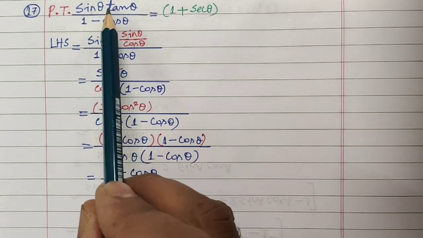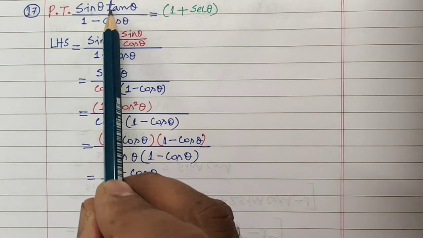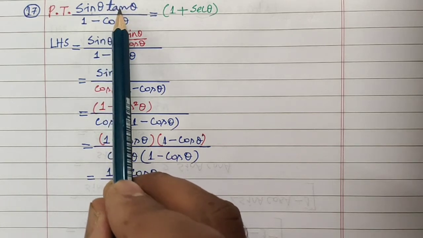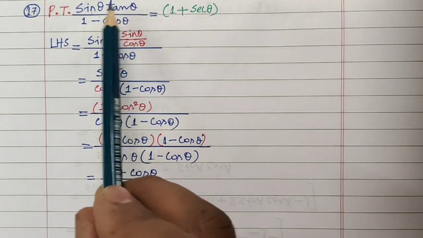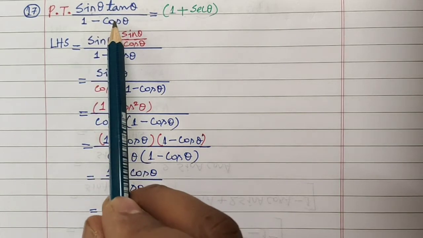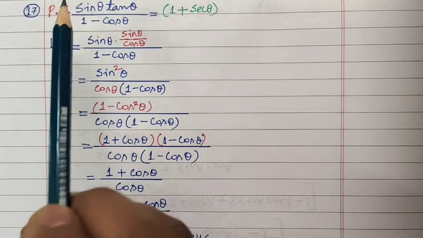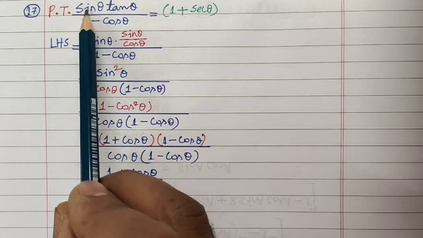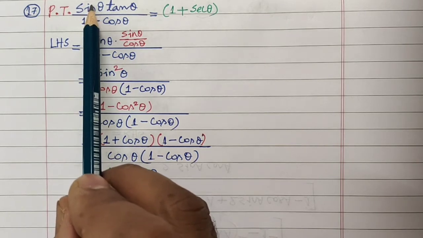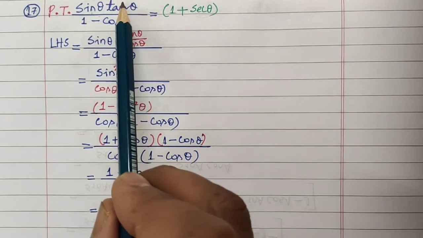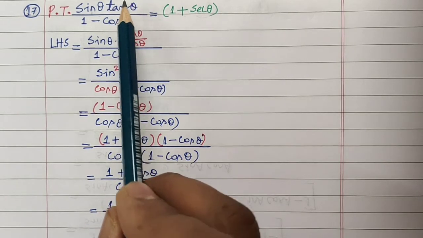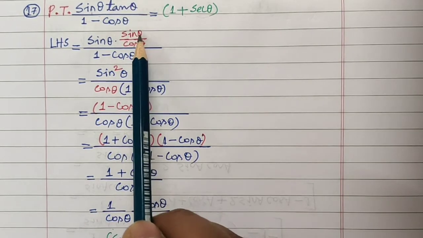So let us change this tan theta to sin theta by cos theta. So we are changing only this part. We are keeping these two as they are. We don't change anything with the cos. We need to change the sin. Sin cannot be changed unless it becomes a square here. Because of that we are only changing the tan theta. We know that tan theta is equal to sin theta by cos theta.